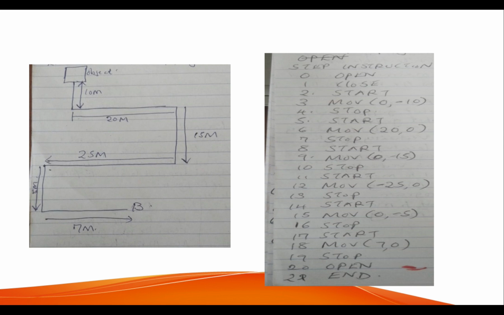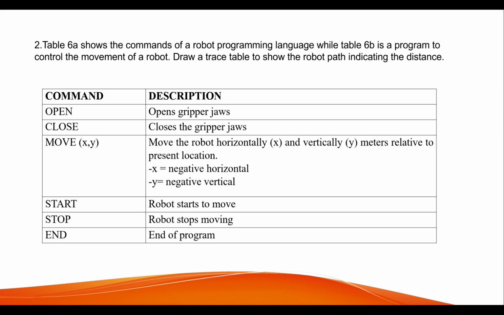question. So that was an example question of the robot programming. So if we move to the next, there's another example where it's written table 6A shows the commands of a robot programming language, while table 6B is a program to control the movement of a robot. Draw a trace table, to show the robot path, indicating the distance.